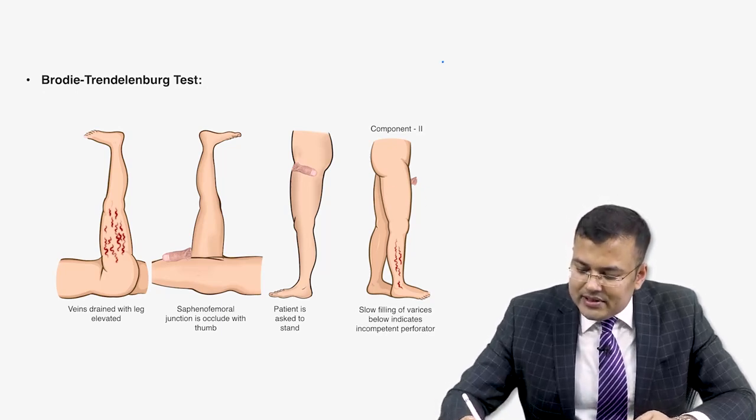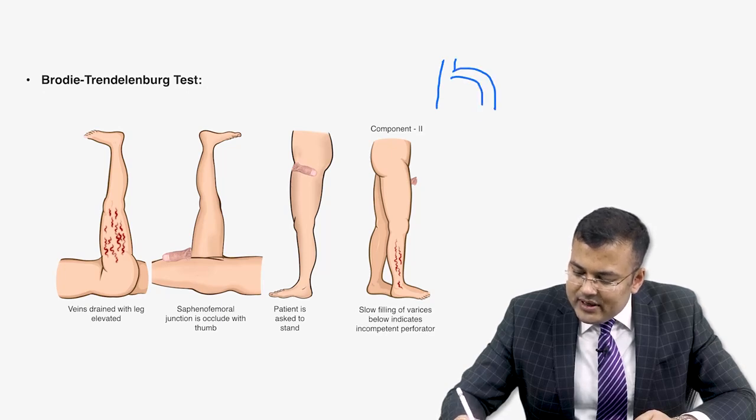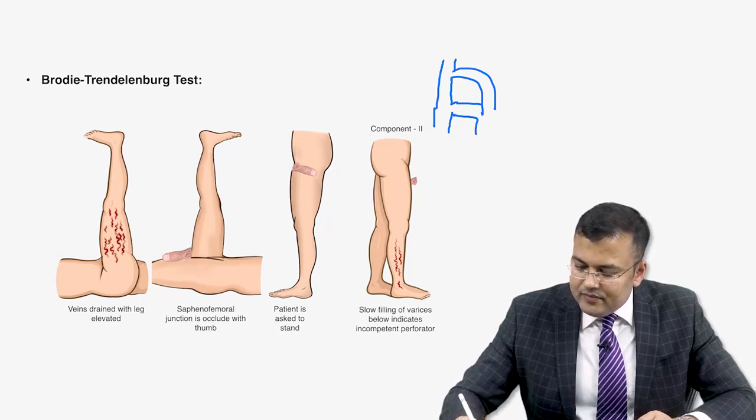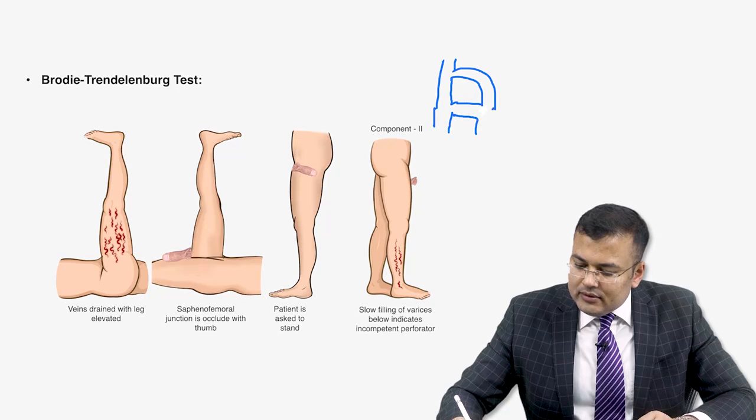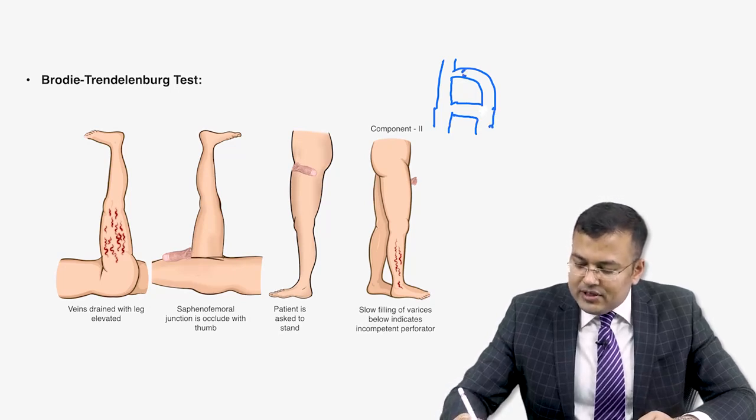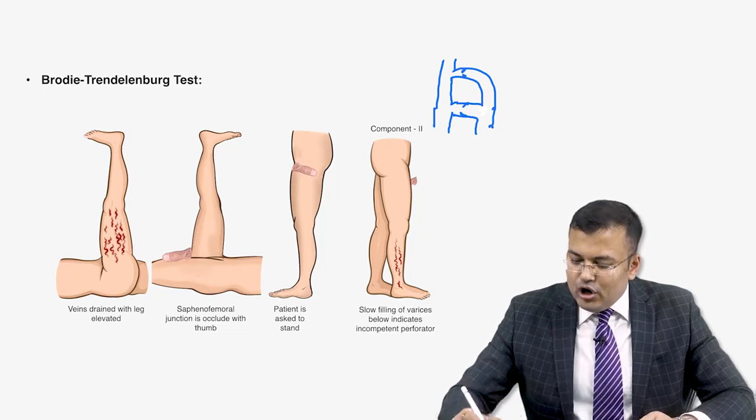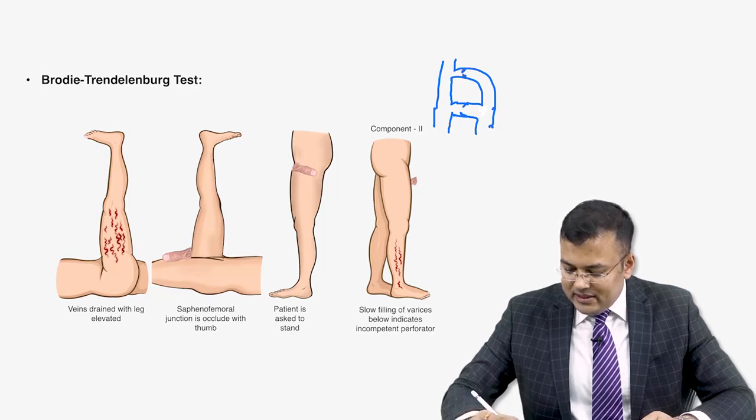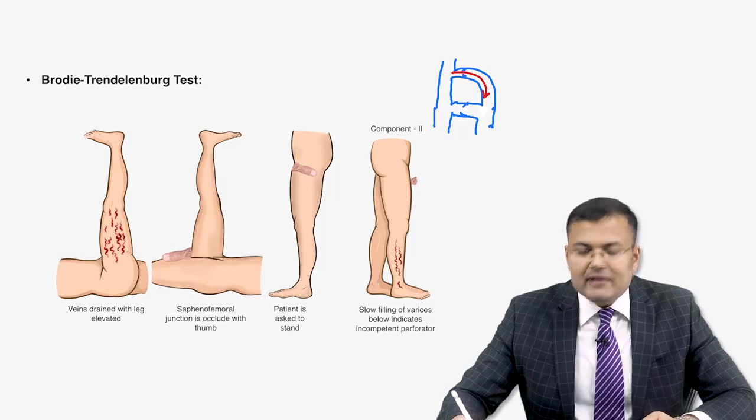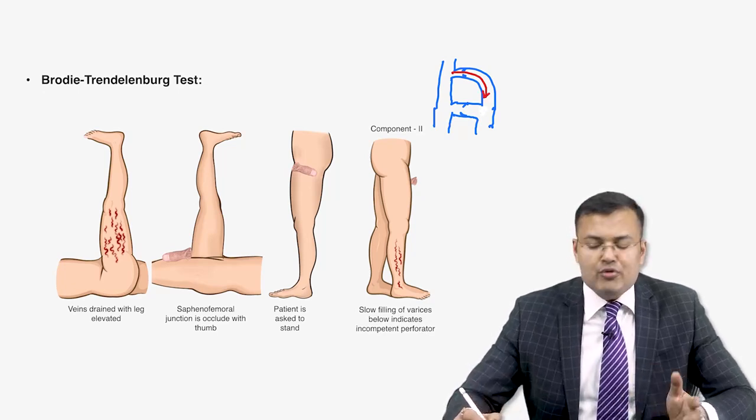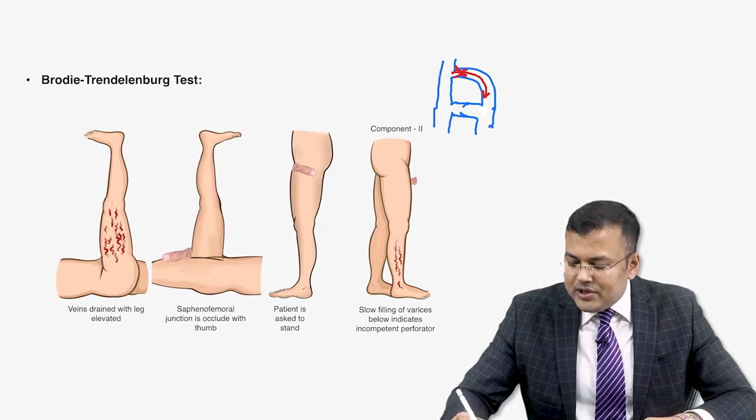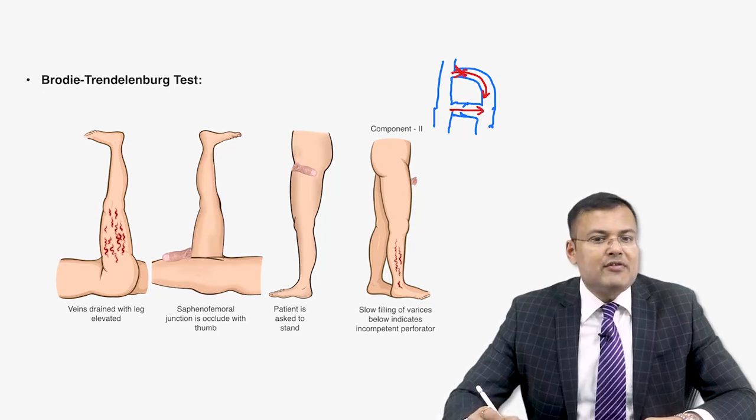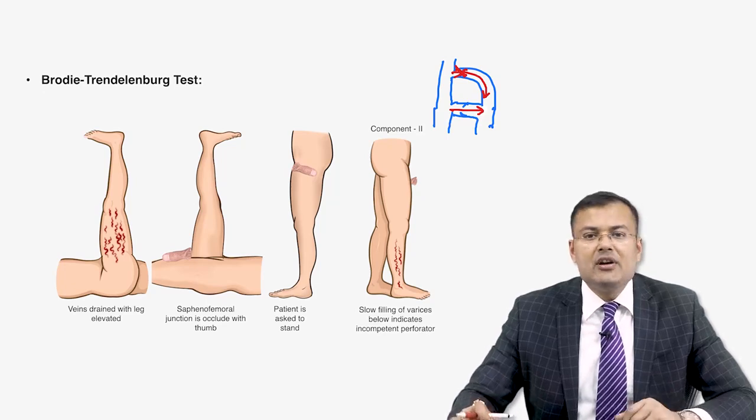So see the diagrammatic representation. It is something like this. This is the saphenofemoral junction. These are the perforators. Whenever you occlude this and release the pressure, there is rapid filling by a column of blood from above. It means this junction is incompetent, component 1. And if you apply the pressure, but there is gradual filling from below, it means there is an incompetent perforator, component 2.